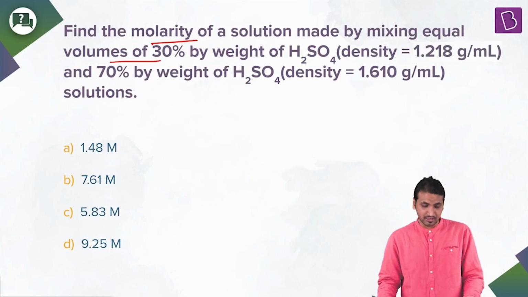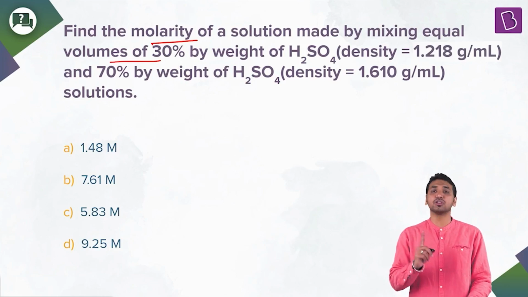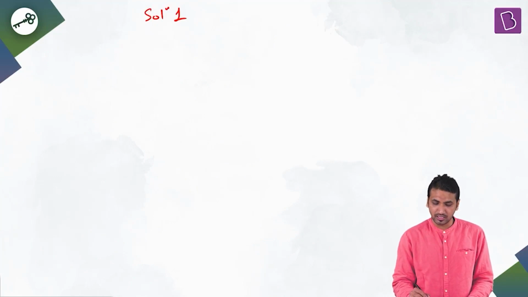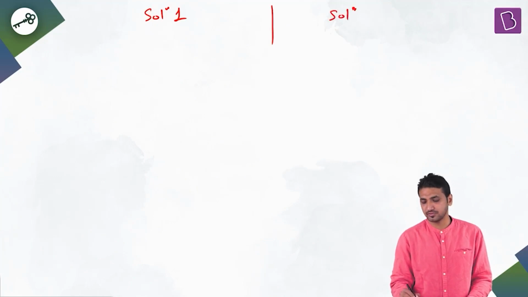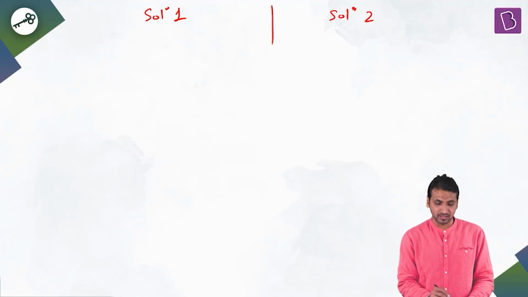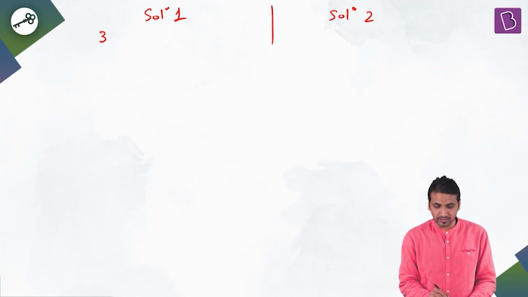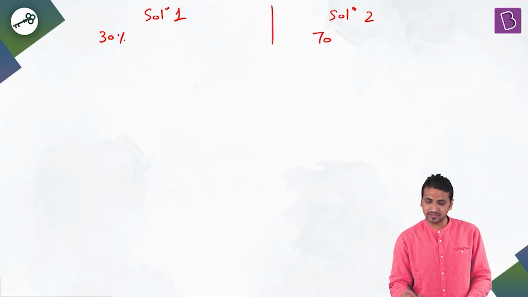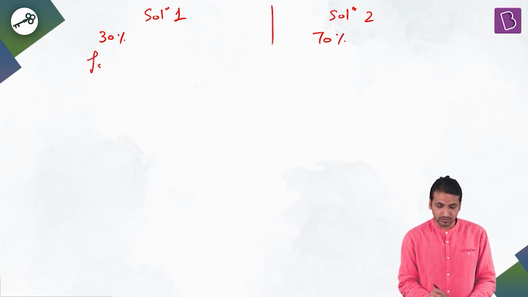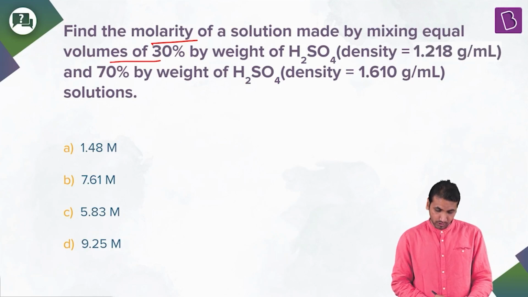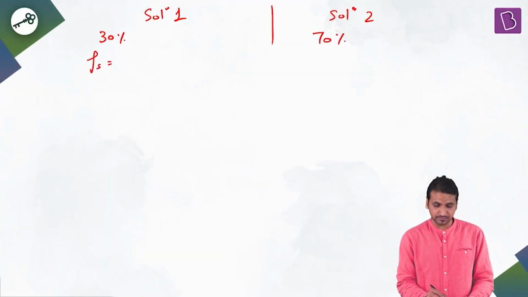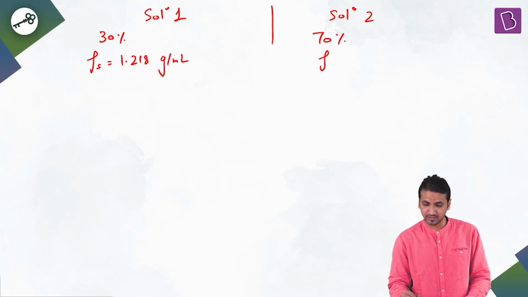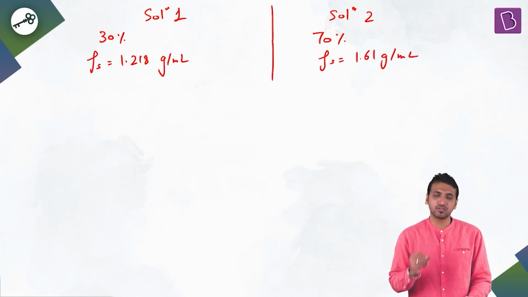Okay. The very first thing: you have two solutions given here. Let's say it is solution 1 and solution 2, right? Let's see this question in this fashion. So for solution 1, the percentage is 30%, and for solution 2, it is 70%. And you have density of solution given to us as 1.218 gram per ml, and here density of solution is 1.61 gram per ml. So this is the information that we have.